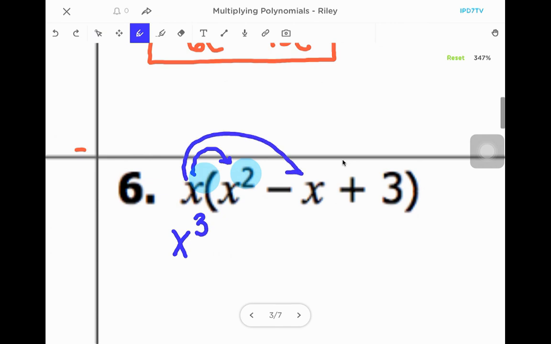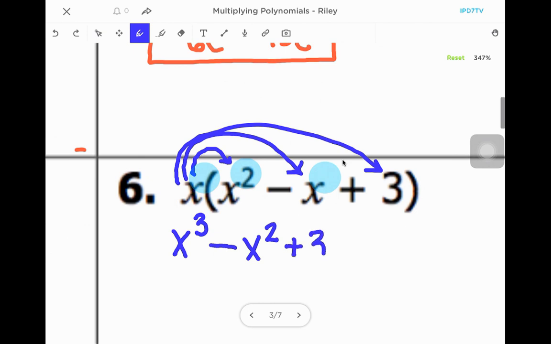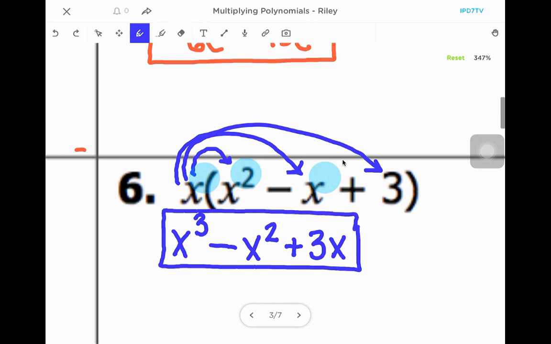X times a negative x, still going to be negative, but remember there's 1 plus another 1, so that's x squared. And we have an x times a 3. So it's going to stay positive, and it's still going to be 3 and an x. And this is our answer. Nothing can be combined because nothing has the same exponent. X to the 3rd is different than x squared, which is different than plain old x.